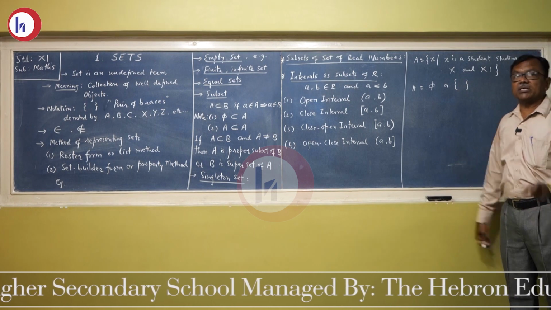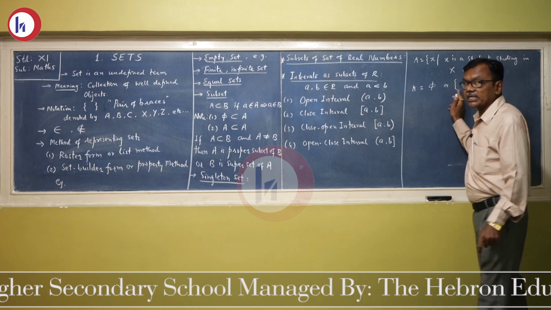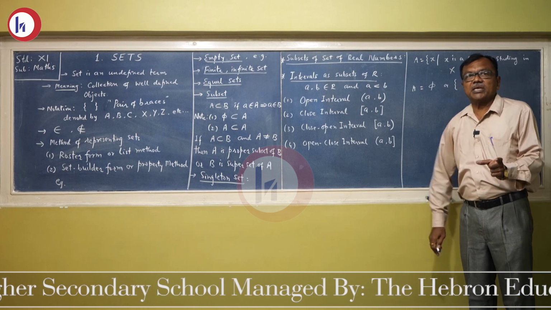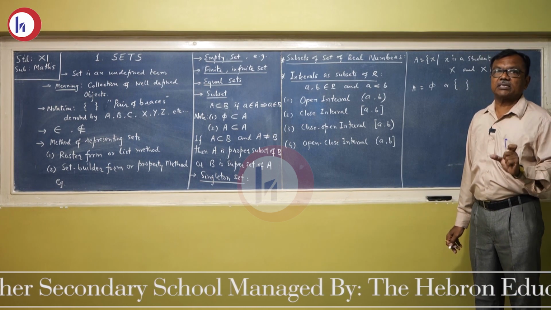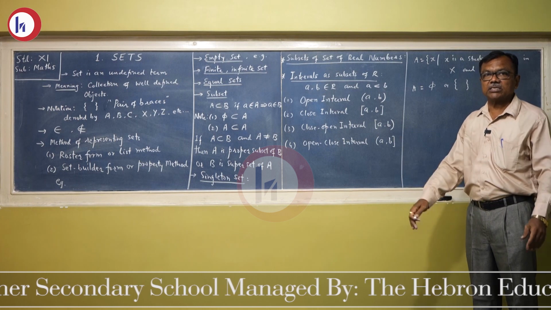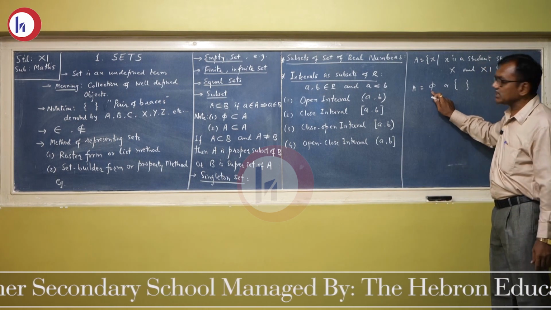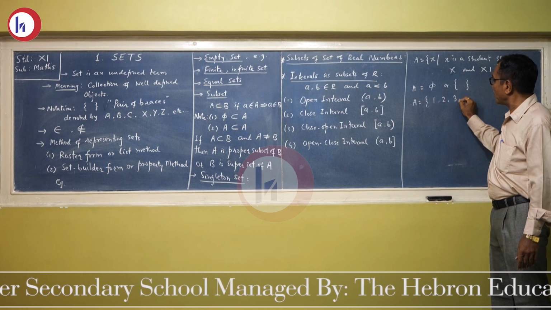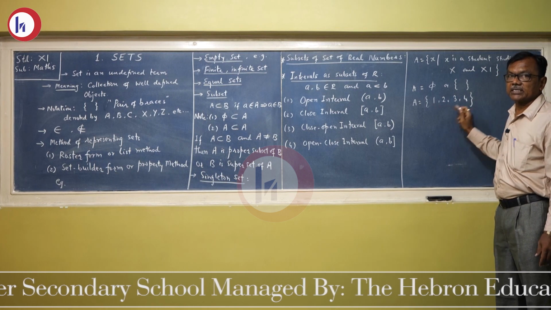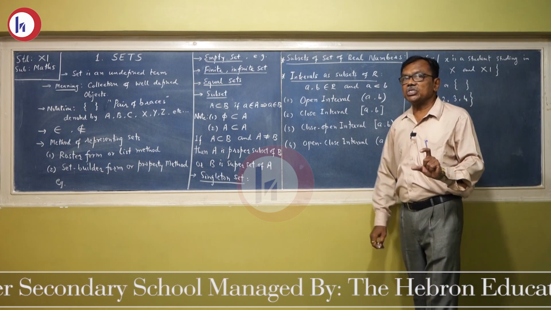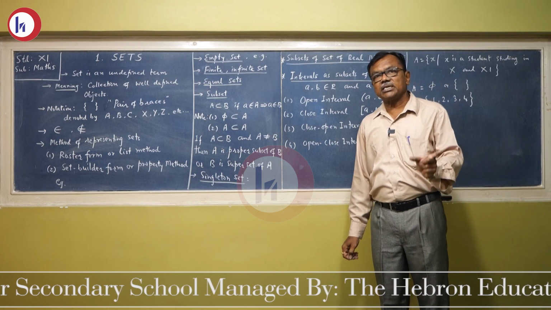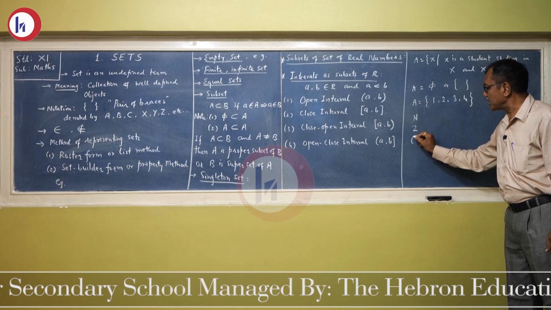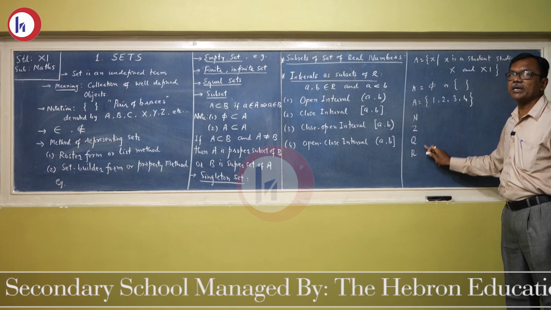If a set is empty, or if it has a definite number of elements, then that set is known as a finite set. Set A equals {1, 2, 3, 4} is also a finite set. Infinite set: if a set is not a finite set, then it is known as an infinite set. For example, set N, set Z, set Q, set R are all infinite sets.